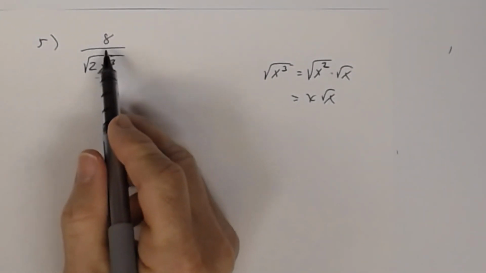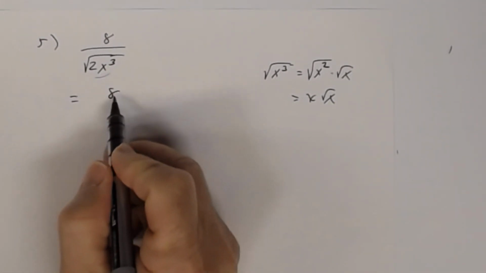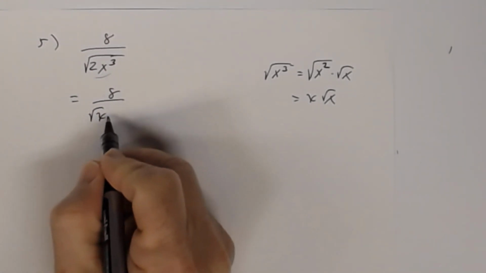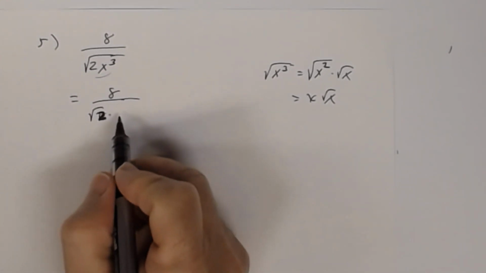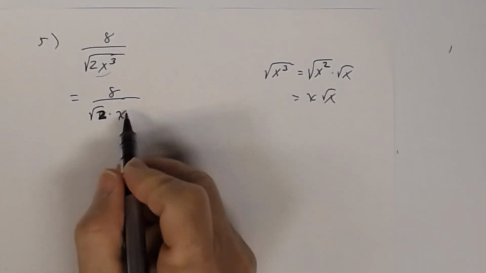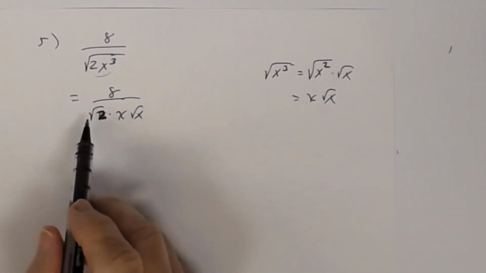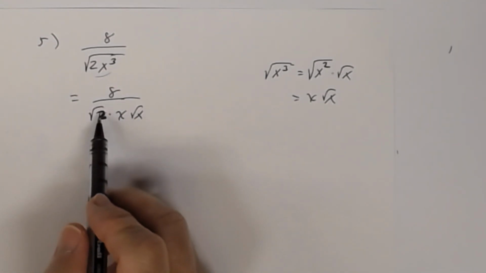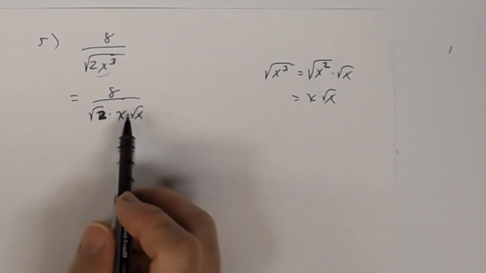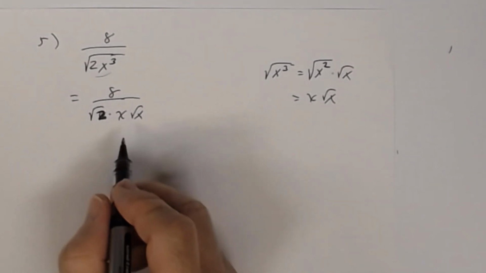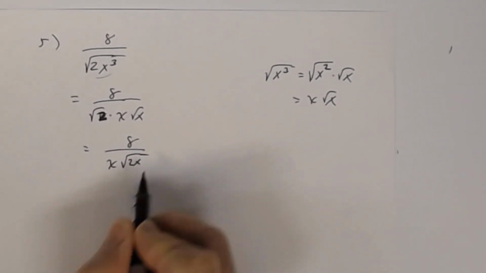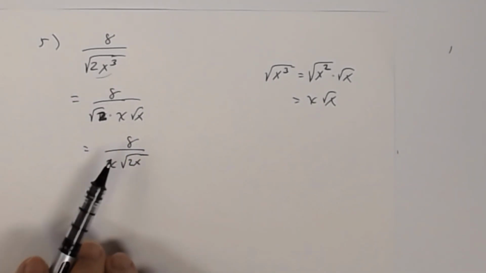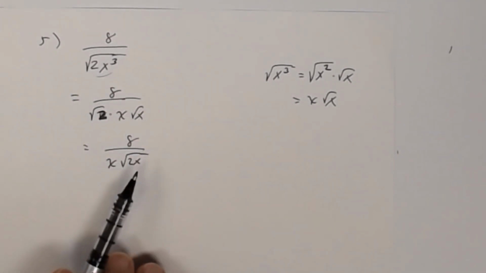All right, so this right here, the denominator, I can write as 8 divided by the square root of 2, that's a 2 here, square root of 2, times this right here, x square root of x, okay? But I know I can multiply the square root of 2 and the square root of x and write it as one square root. So I get 8 divided by x square root of 2x. So that's where I'm at. So this right here is equivalent to this.